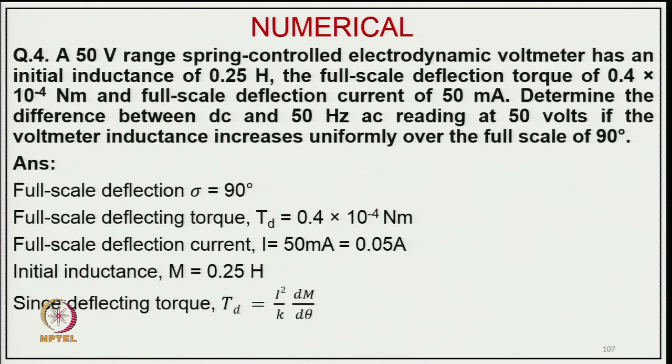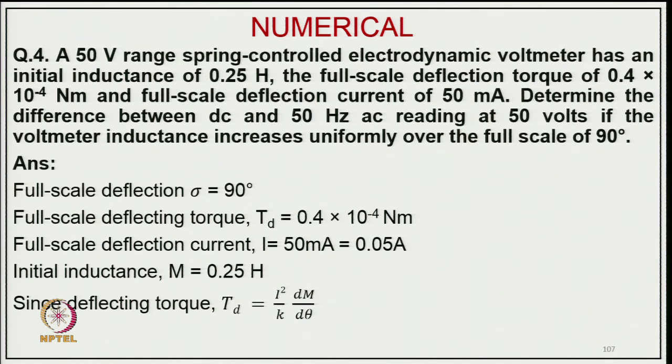Now, coming to example 4. A 50 volt range spring controlled electrodynamic voltmeter has an initial inductance of 0.25 henry. The full scale deflection torque is 0.4 into 10 to the power minus 4 newton meter and the full scale deflection current is 50 milliampere. Determine the difference between DC and 50 hertz AC reading at 50 volt, if the voltmeter inductance increases uniformly over the full scale of 90 degree. Full scale deflection is 90 degree.